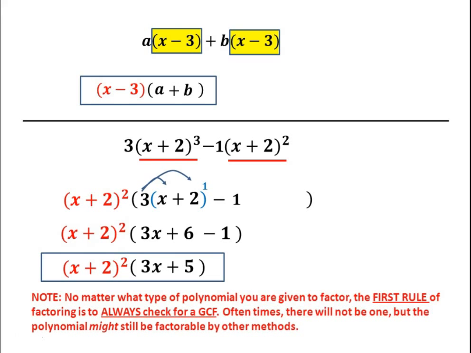Now, just a note, as I mentioned, no matter what type of polynomial you are given to factor, the first rule of factoring is to always check for a greatest common factor. Oftentimes there won't be one, but that polynomial might still be factorable by other methods. So we're going to talk about that a little bit later. We're going to have different types of polynomials, and you may have to approach them differently. Just because they don't have a greatest common factor does not necessarily mean that they cannot be factored.